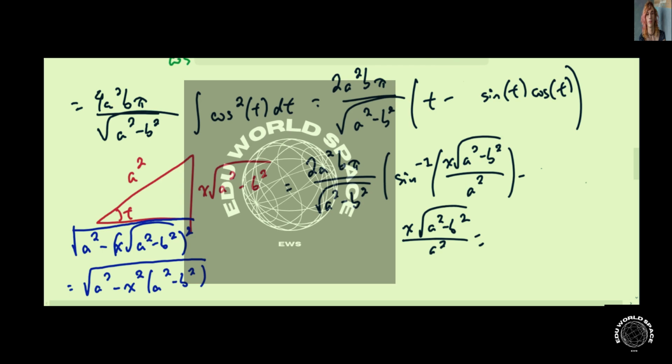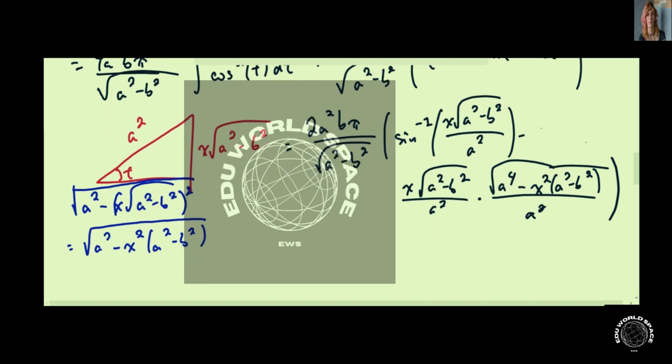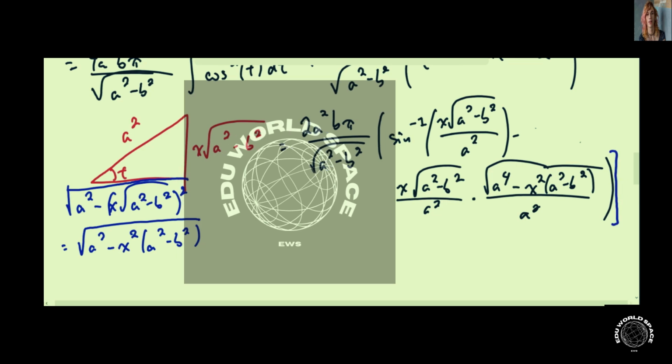Doing a little bit of simplification, we can write this as multiplying by the root of a to the fourth minus x squared times a squared minus b squared, the whole thing over a squared. And remember, we need to evaluate this at 0 and a. So let's show that here. x equals 0 and x equals a.